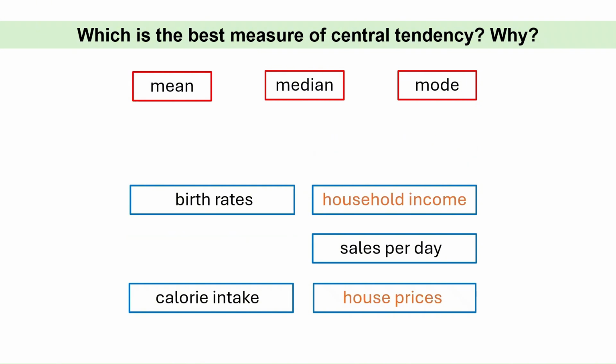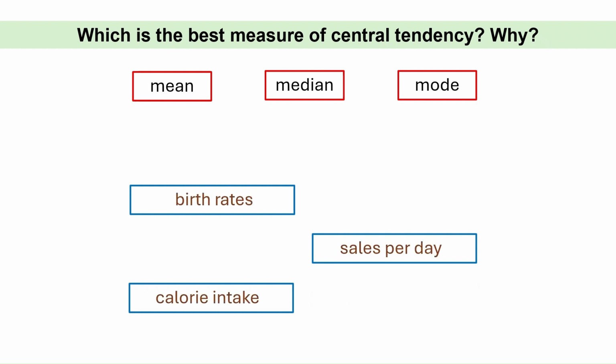For household income and house prices, we can use median for comparison, since the median will not be affected by outlying values. For birth rates, sales per day, and calorie intake, we can use mean for comparison to include all the data values into the calculation.